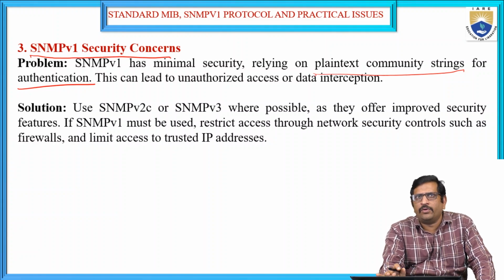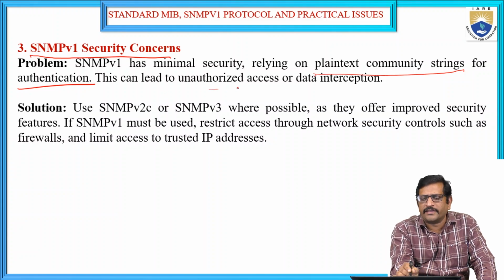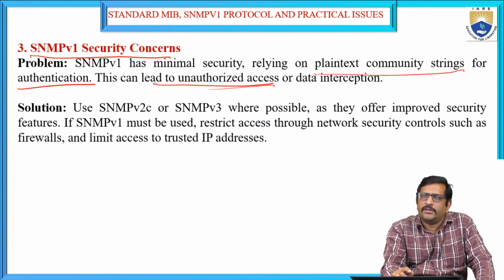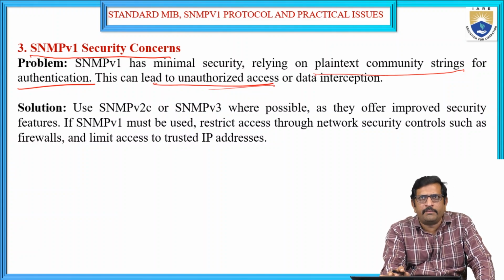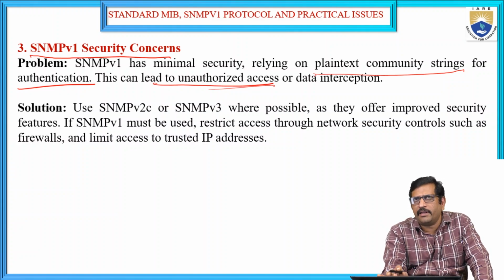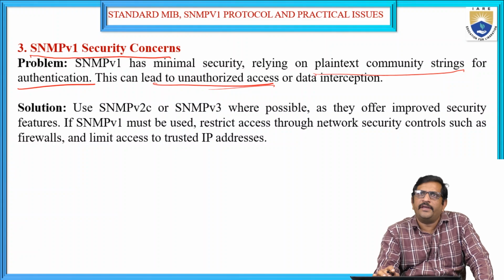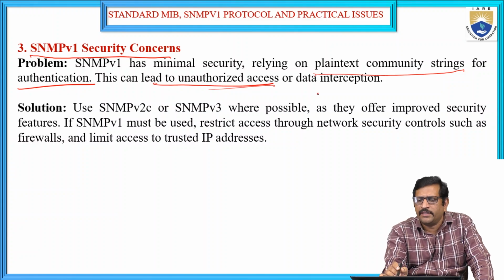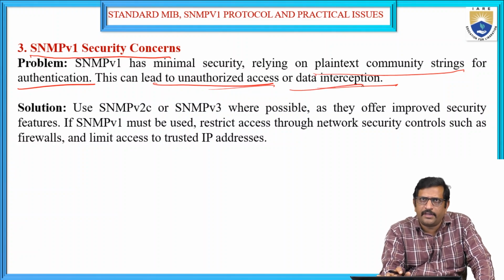That can lead to unauthorized access. Why? Because with minimal security, the network attackers can identify the network vulnerabilities. With that, unauthorized access and man-in-the-middle attackers will attack the information you are transmitting from one network device to another network device. So that is data interception. The security issues will arise.